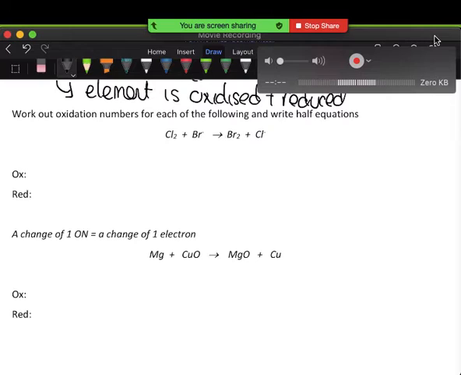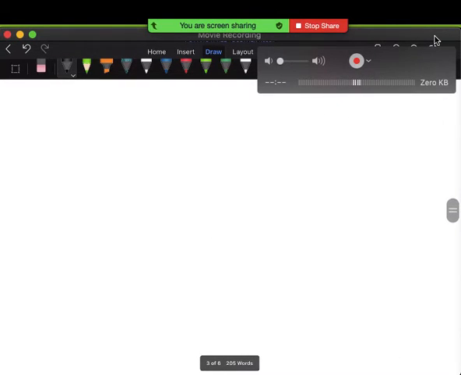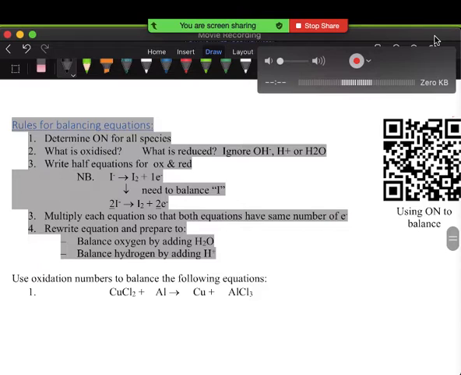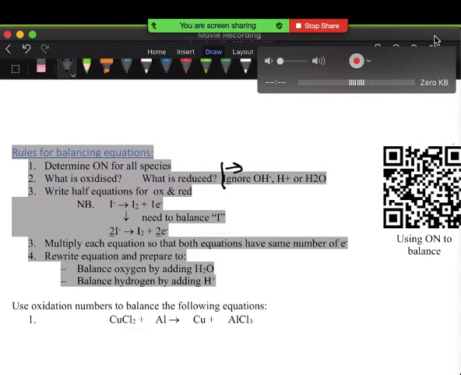So if you look to the top of the next page, there are rules for balancing equations that are not ionic. So we would ignore this part here for now, but we will determine our oxidation number for all species. So you've been doing that already. We would look at what is oxidized and what is reduced. You've been looking at that. We now have to write our half equations. So we're ignoring this NB part because it's not relevant for our beginning. Okay, but we are going to be multiplying then our half equations so that we have the same number of electrons on both sides, and then we're going to rewrite.